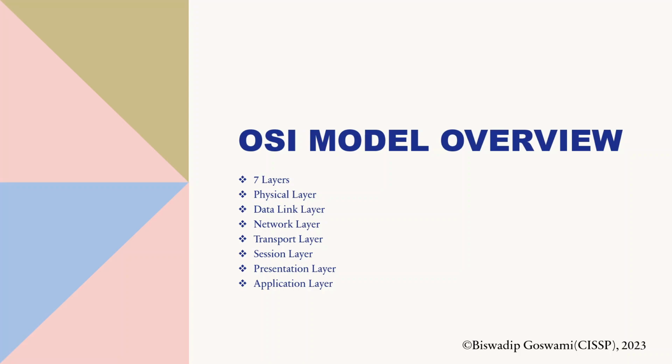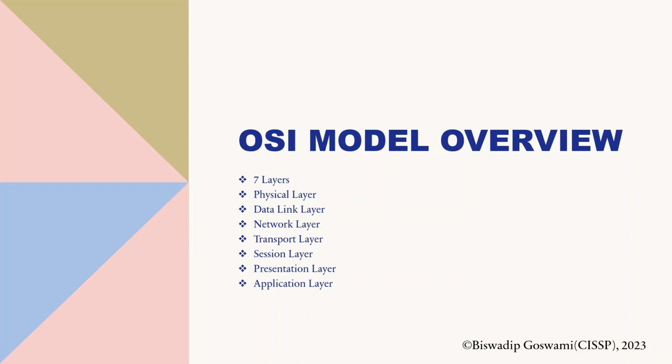Let's have a quick overview of the OSI model. The OSI model is a conceptual framework used to describe how data is transmitted over a network. It consists of 7 layers, each of which has a specific role in the process of transmitting data. Here's an overview of the model with an example to help illustrate how it works.